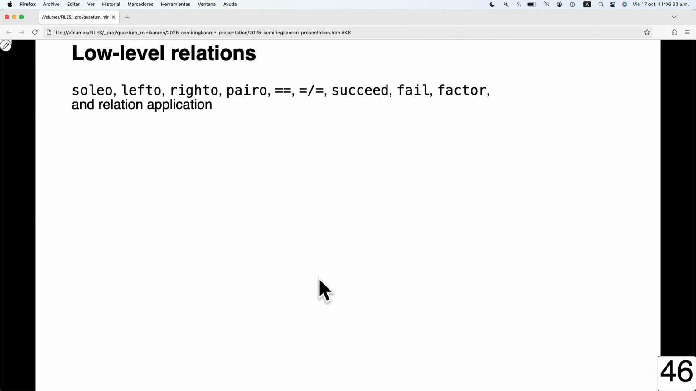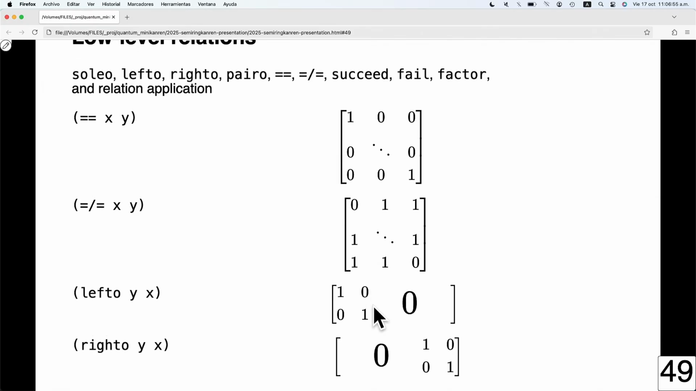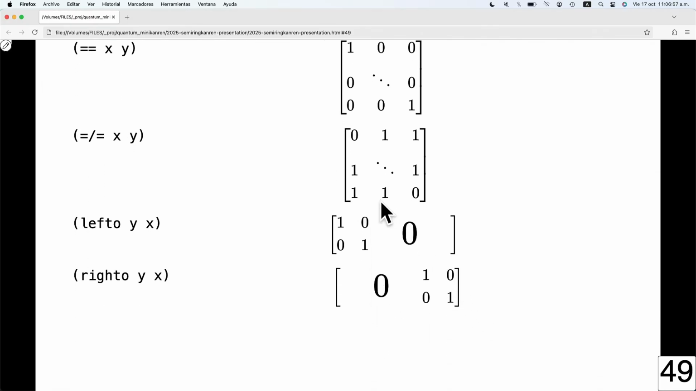For low-level relations, we generate the array corresponding to that relation. As mentioned, equality looks kind of like an identity matrix where we put ones in the places where they're equal. So implementing disequality is super easy. We just put zeros where they're equal and one where they're not. So that's very, very nice. Lefto and righto correspond to unifying the left and right parts of the bigger variable with the smaller variable.